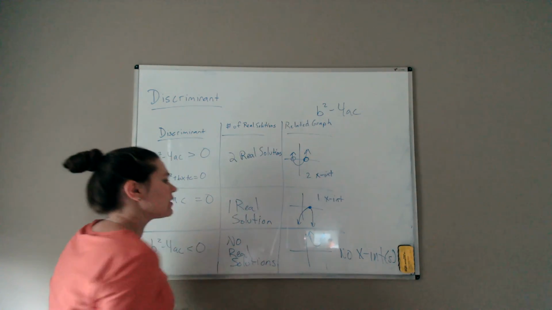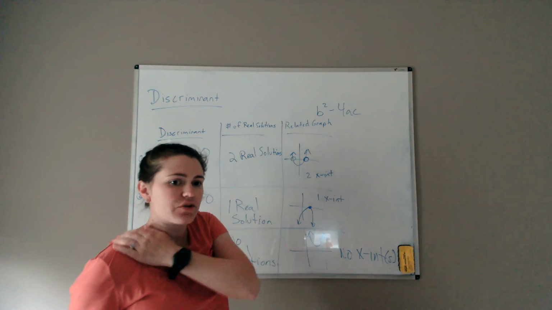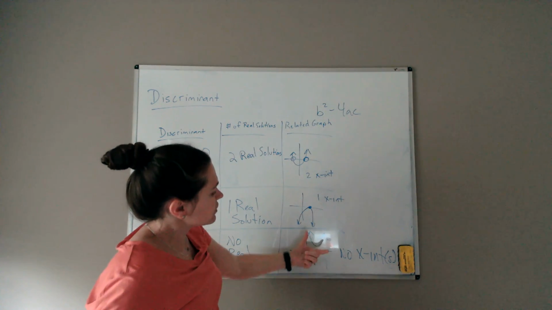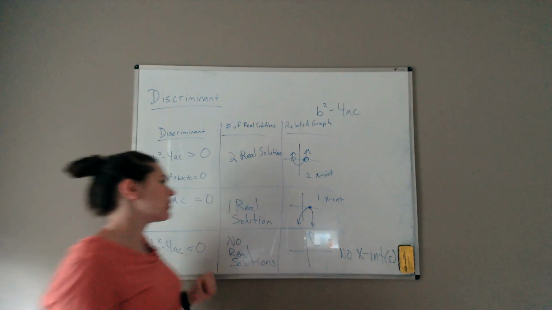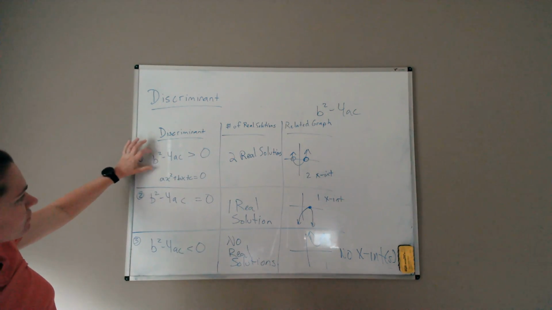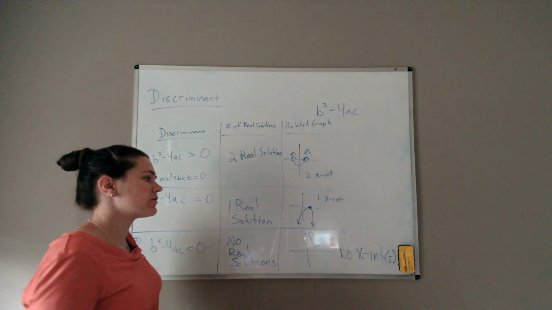So how can that happen? Well, if it's a u facing up and the vertex is already above the x-axis, then you have no x-intercepts. Or if it was a u facing down and the vertex was already below, you'd have no x-intercepts. But the discriminant is just the value of b squared minus 4ac, and it can just tell you about the number and type of solutions you have.